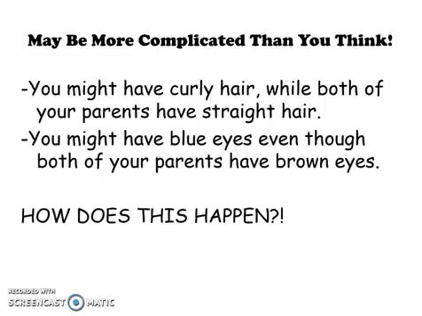And this can be a lot more complicated than you think. And what we're getting into in 7th grade is not even touching the surface of how complicated it really gets. I'm giving you the simple version. So you might have curly hair while both of your parents have straight hair. You might have blue eyes even though both of your parents have brown eyes. How does this happen? It's all in genetics.